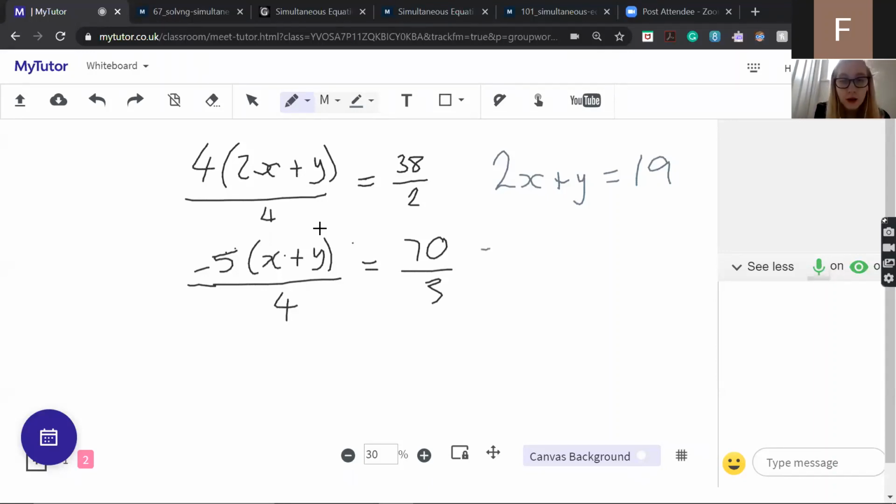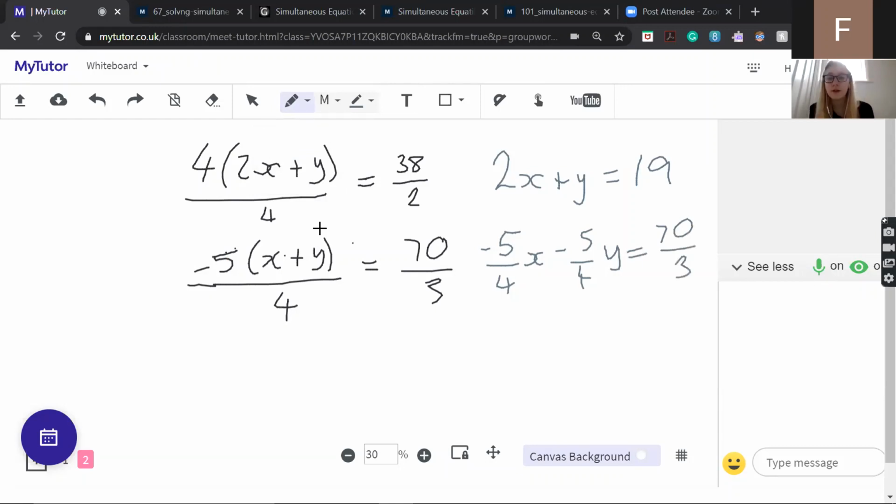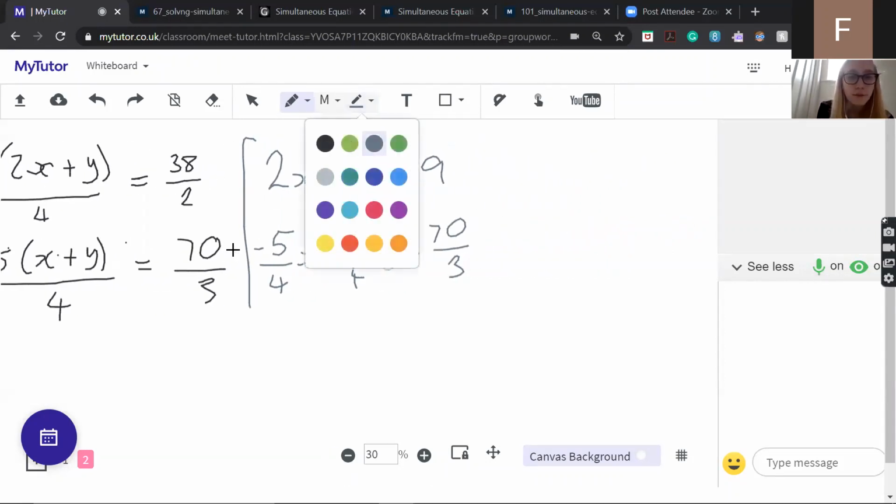We can write it to start with like this, minus 5 over 4 lots of x. Sorry, not plus. Minus 5 over 4 lots of y. So that's just kind of expanding this out, equals 70 over 3. So there are a couple of routes that we can now choose to go with these. These are our equations, 1 and 2.